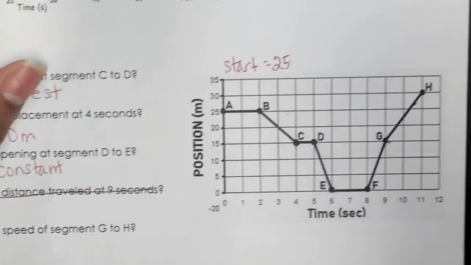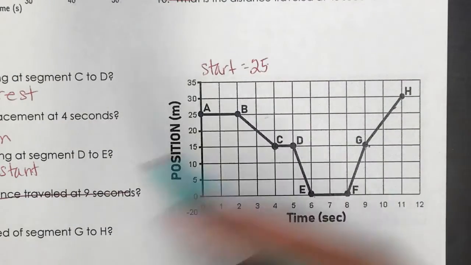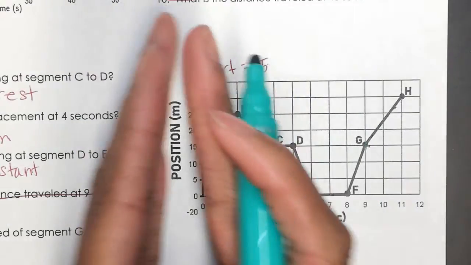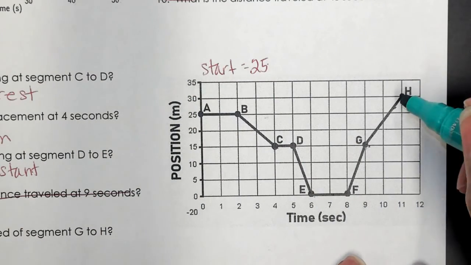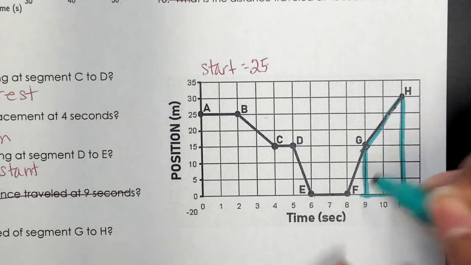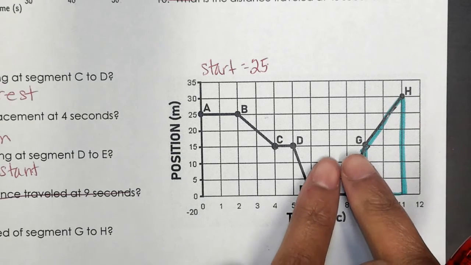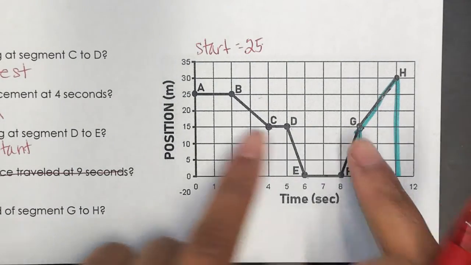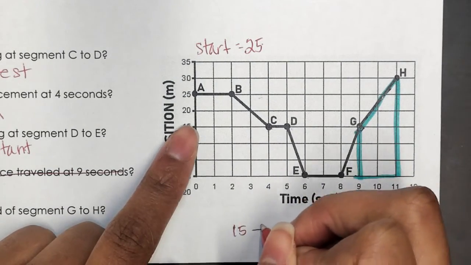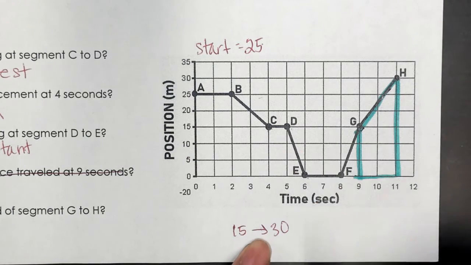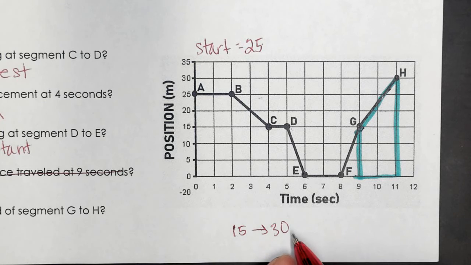That's a good question. So I'm only going to focus on G to H. What I noticed a lot of my kids did, they did the speed of the whole line, the average speed. If I only look at G and H, at G, what is my distance? I'm already at 15. And how far did I walk? I walked to 30. But what was my change in distance? It wasn't 30. 15 plus 15 is 30.